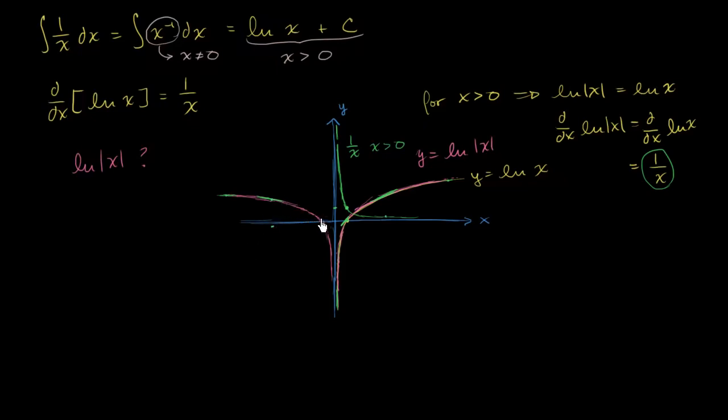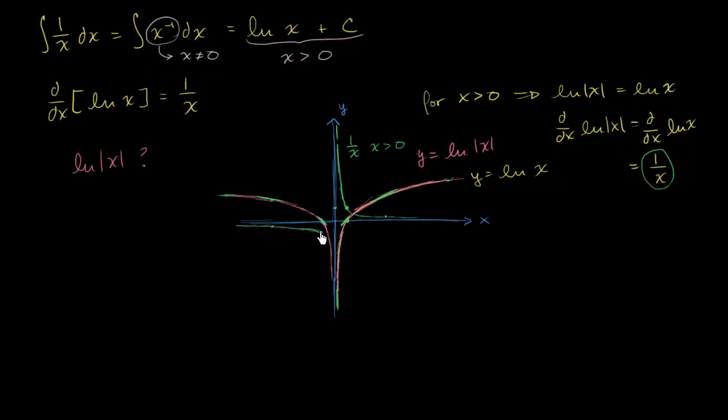Right over here, the slope is a positive 1. Over here, it's going to be a negative 1. And then as we get closer and closer to 0, it's going to get more and more negative. So the derivative of the natural log of the absolute value of x for x less than 0 looks something like this.